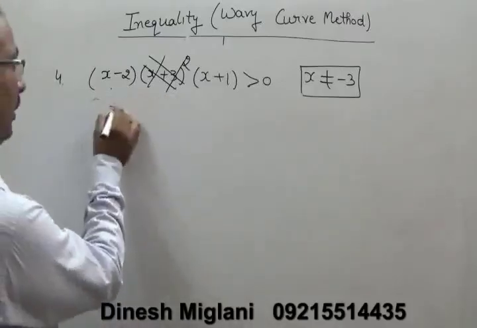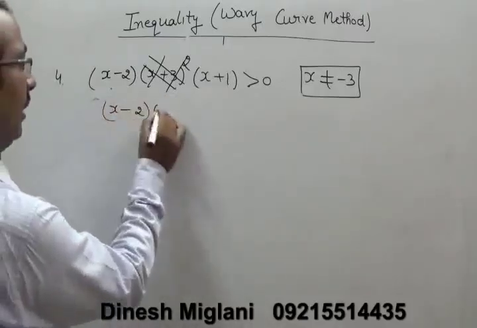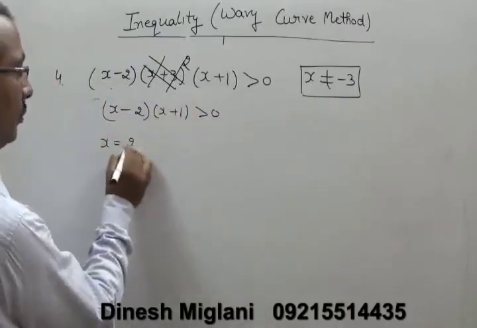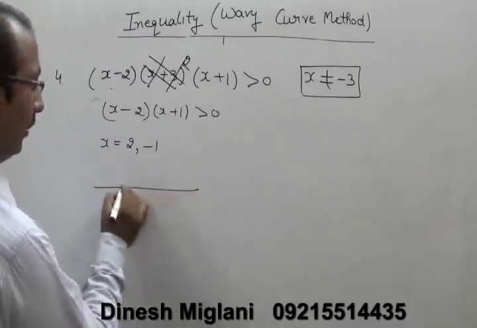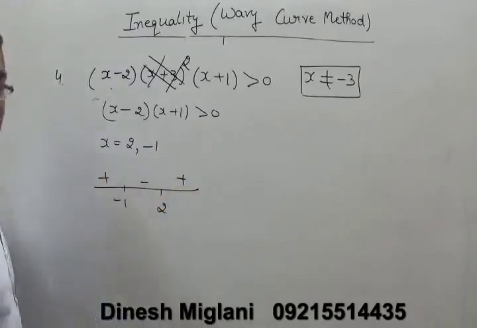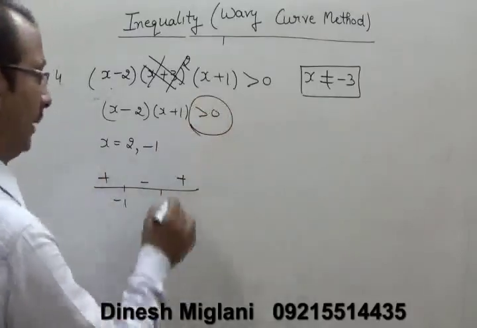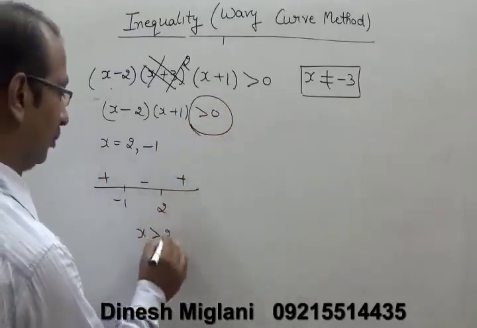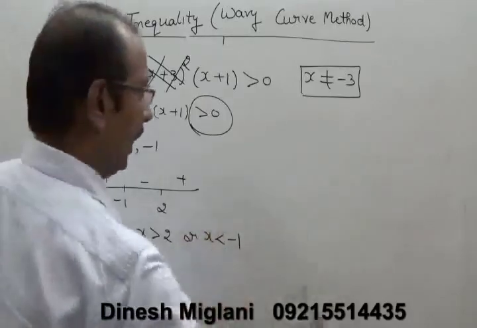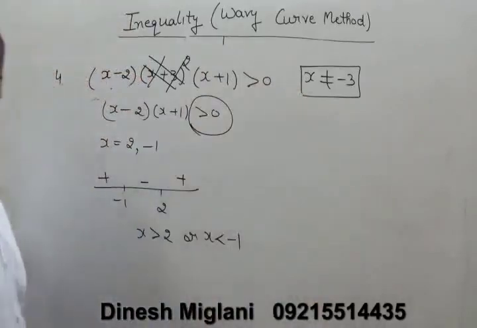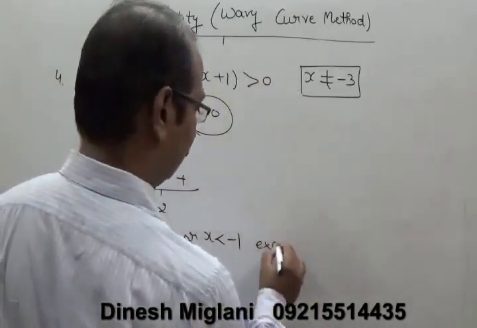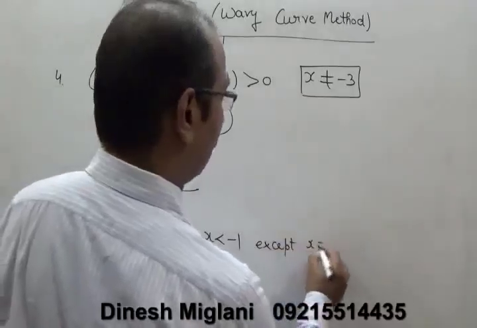Now my question is simply (x minus 2)(x plus 1) is greater than 0. We get two values of x, 2 and minus 1. Show it on the number line. This is minus 1, this is 2. Positive, negative, positive, right? I have to answer it for positive one. It means I may say x is greater than 2 or x is less than minus 1, except x equal to minus 3.